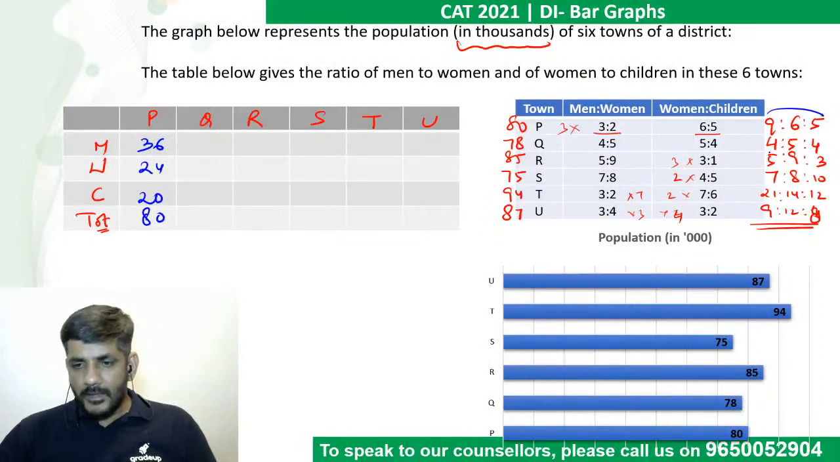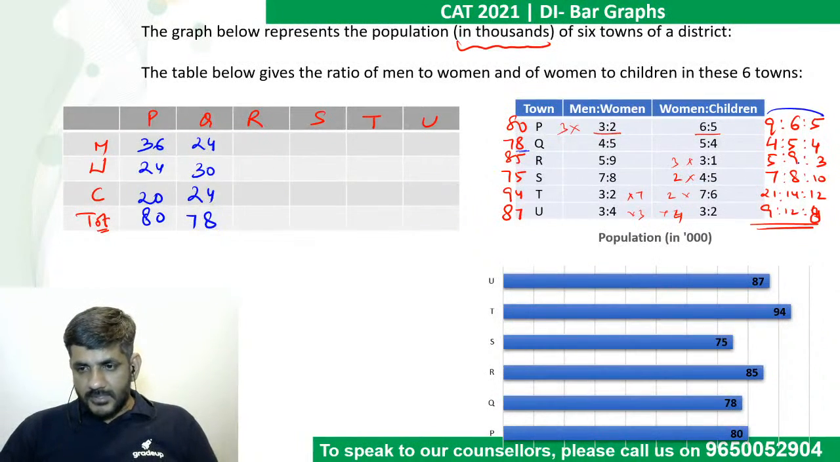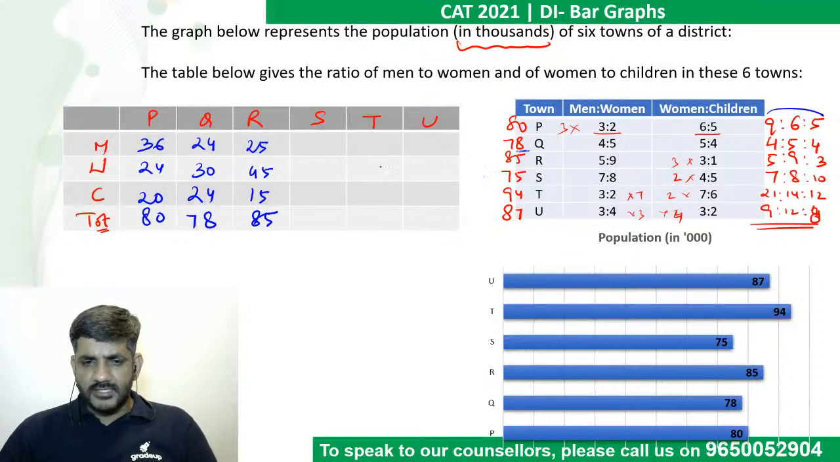Let's do it for Q. Q में सम कितना आ रहा है? 4 + 5 + 4. 4 + 5 + 4 is 13. और ये 78 है उसका 6 times. So 4 का 6 times is 24, 5 का 6 times is 30, 4 का 6 times is 24. Total is 78. Same for R. 5 + 9 + 3, 17. 17 5s are 85. So 5 5s are 25, 5 9s are 45, 5 3s are 15, and total is 85. Look at S. 7 + 8, 15 + 10, 25 का 3 times is 75.